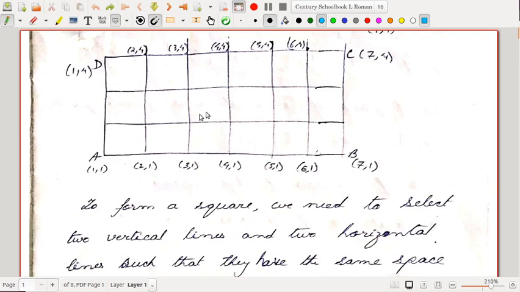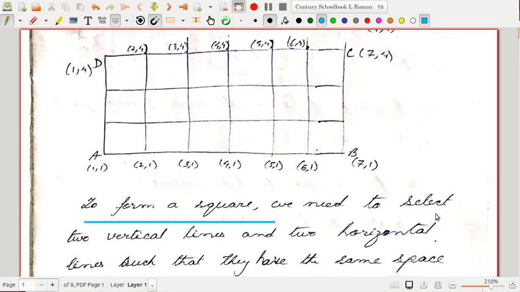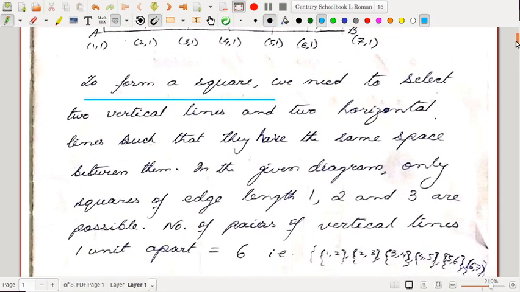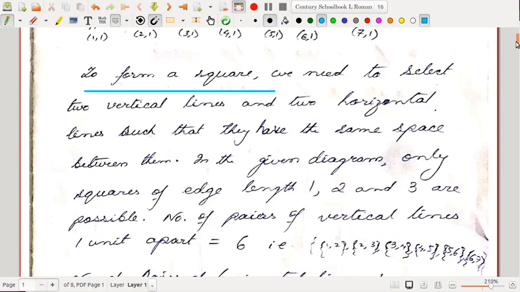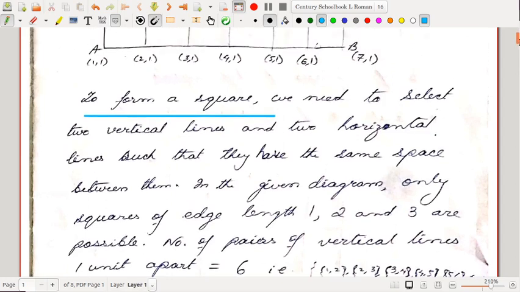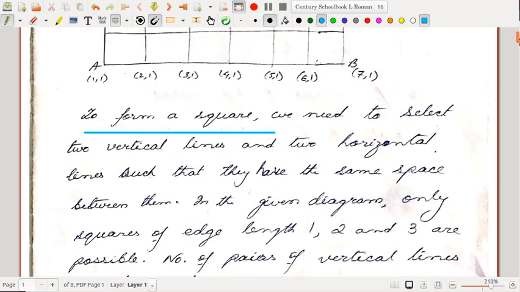Now squares. In order to form a square, we need to select two vertical lines, no doubt, and two horizontal lines, that is also not a problem, but we have to keep in mind that the horizontal and vertical lines are equally apart. If we choose horizontal lines to be 1 unit apart, the vertical lines also have to be 1 unit apart, because for a square each side is equal. To form a square, we need to select two vertical lines and two horizontal lines such that they have the same distance between them. In the given diagram, only squares of edge length 1, 2 and 3 units are possible.